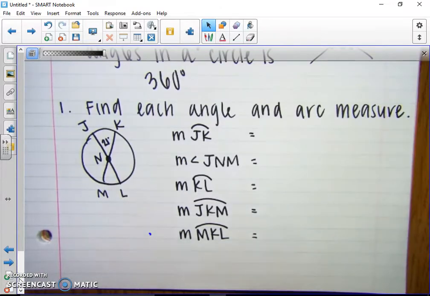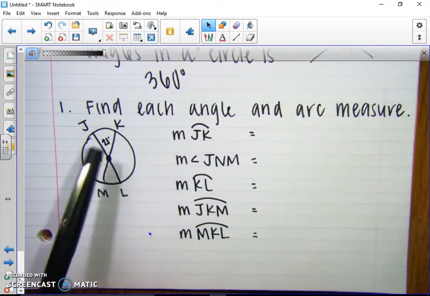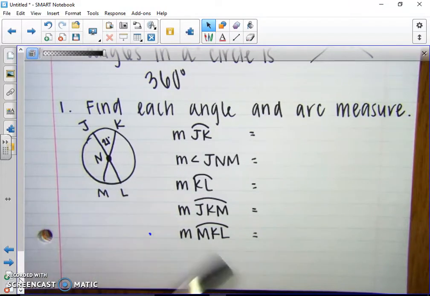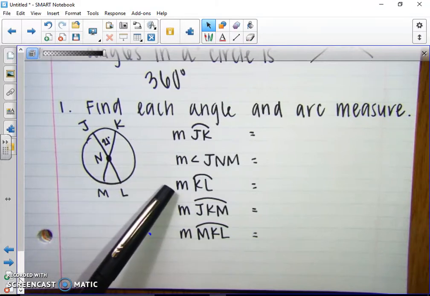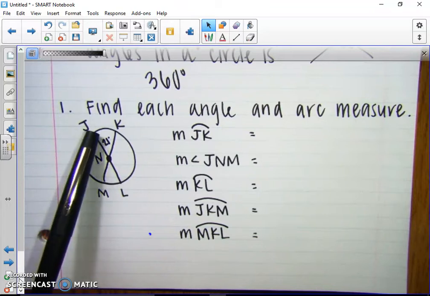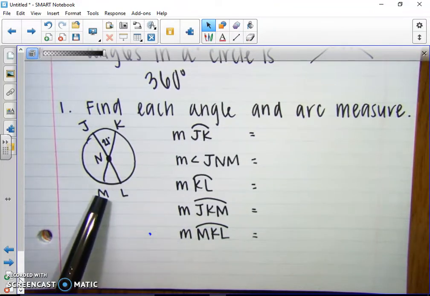Please go ahead and copy down what we're going to find. We're going to find the measure of the arc JK, so not the arc length, but we're finding the measure of the arc, the degree of it. We're finding the measure of the angle JNM. We're finding the measure of the arc KL, the measure of the arc JKM, and lastly, the measure of the arc MKL.